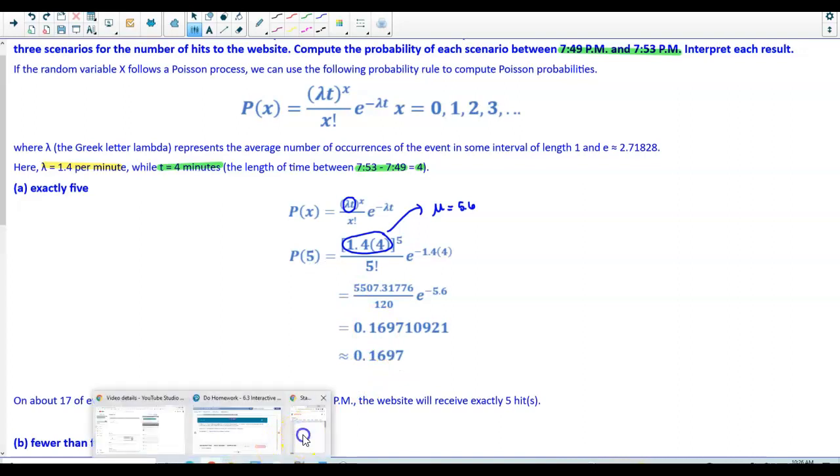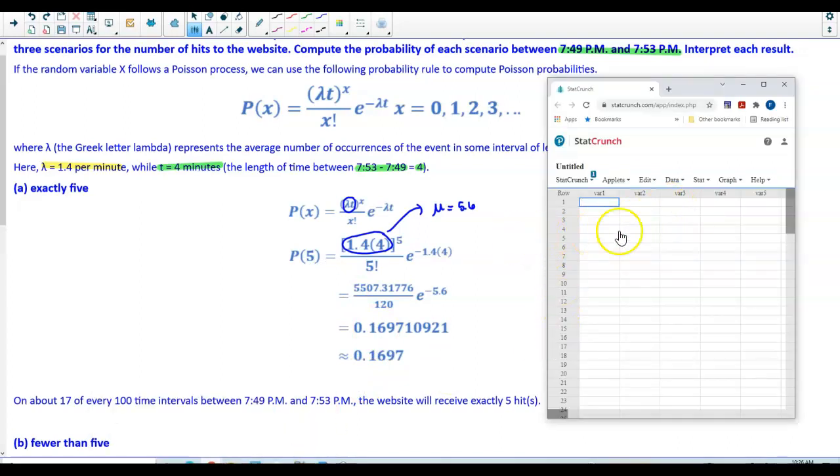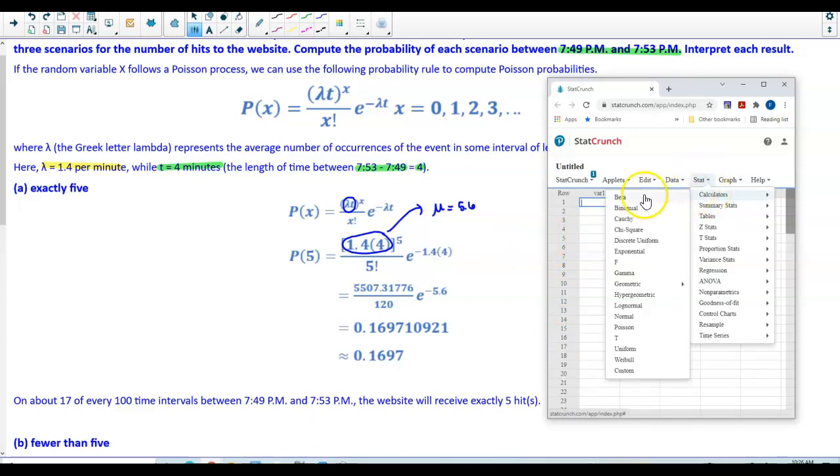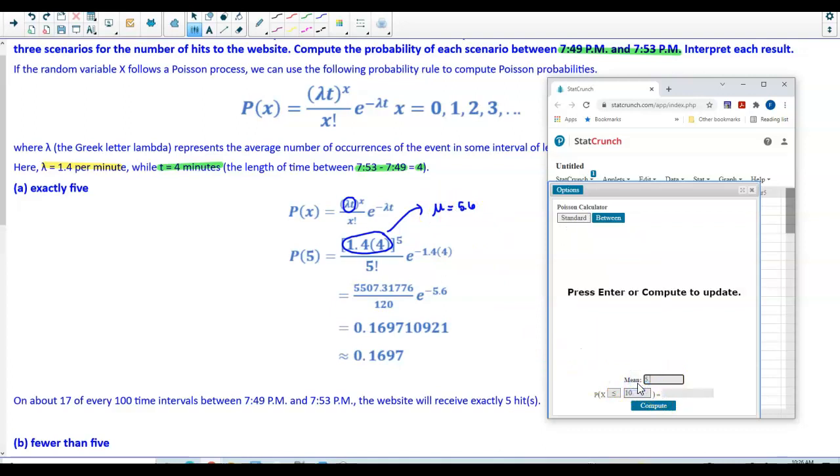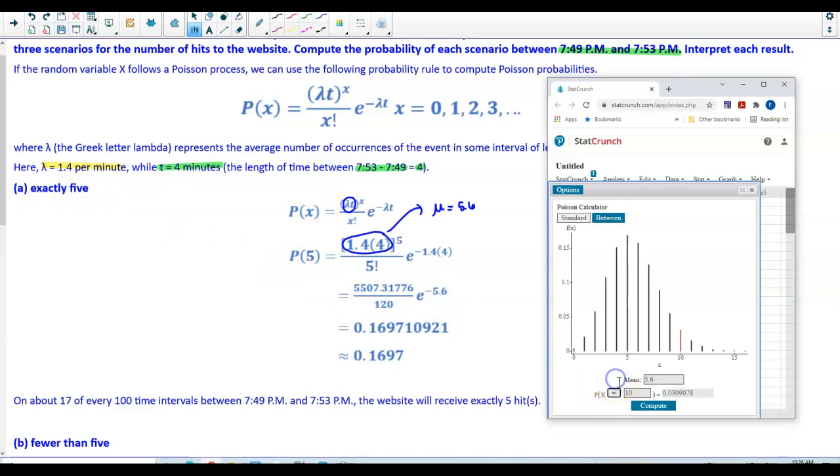Let's see what happens when we use StatCrunch. In order to use StatCrunch, we're going to go to Stat, select Calculators, and then go all the way down to Poisson. When we use the Poisson, we need to make sure that Standard is grayed out. Where it says the mean, we're going to put in 5.6. This says exactly 5, so x has to equal 5. We need to be careful on how we're putting this in here. Then we put the number 5, and we get the same probability that we get here, which is 0.1697.